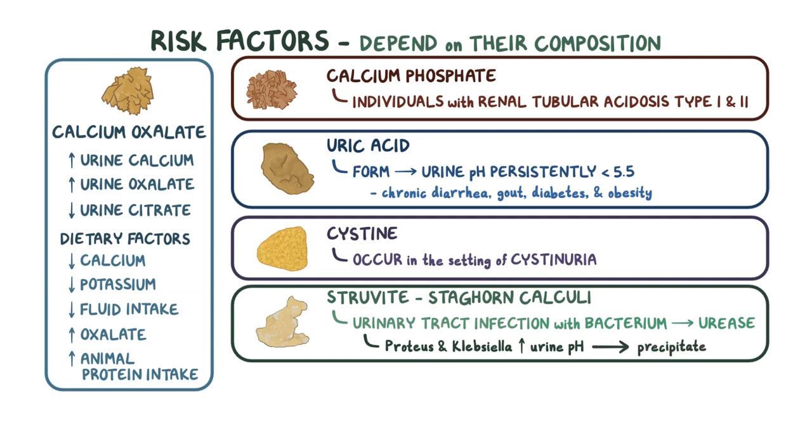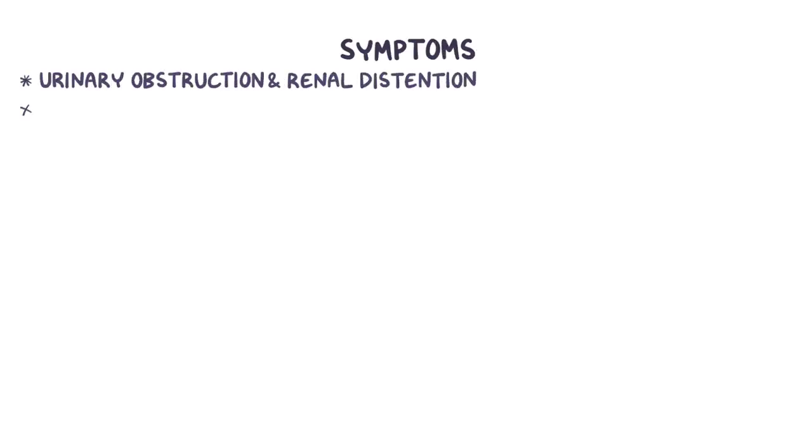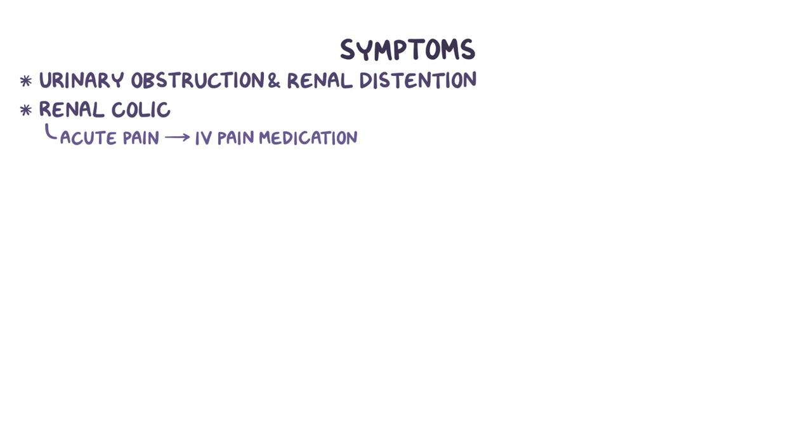Sometimes, kidney stones can be asymptomatic and discovered incidentally during an ultrasound or a CT scan. Other times, a kidney stone can cause symptoms due to urinary obstruction and renal distension. It can cause renal colic, which is when there's acute pain that's so intense that it requires IV pain medication. Passing a large stone through a narrow ureter has been compared to passing a baby's head through the vaginal canal. The difference is that you don't have to raise and nurture the stone once it passes.